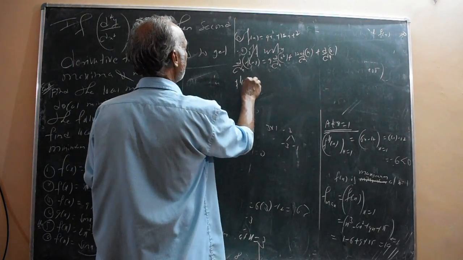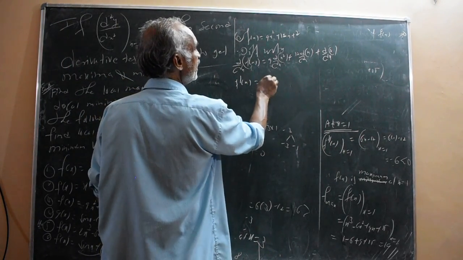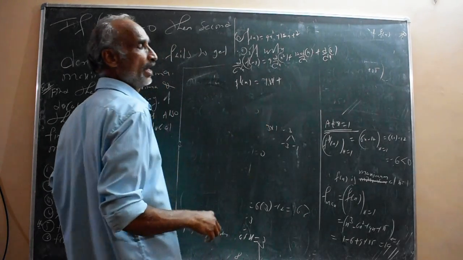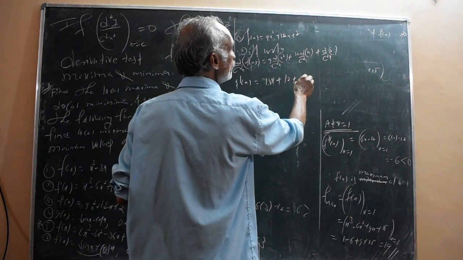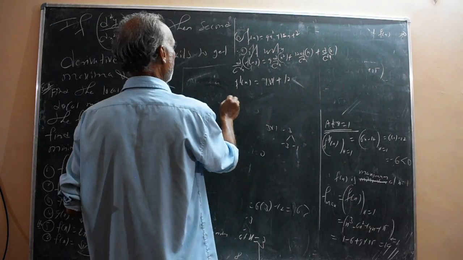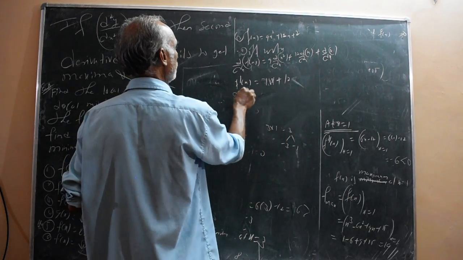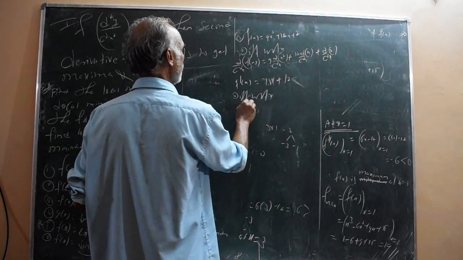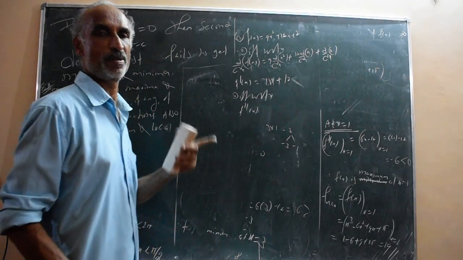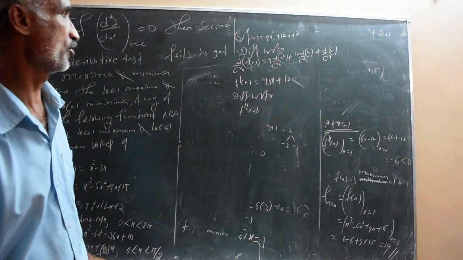Okay, f dash of x is equal to 9 into 2x, 18x, plus 12 into 1, 12, plus 2 into 0. Okay, therefore, differentiating with respect to x again, by differentiating f dash of x you are getting f double dash of x.